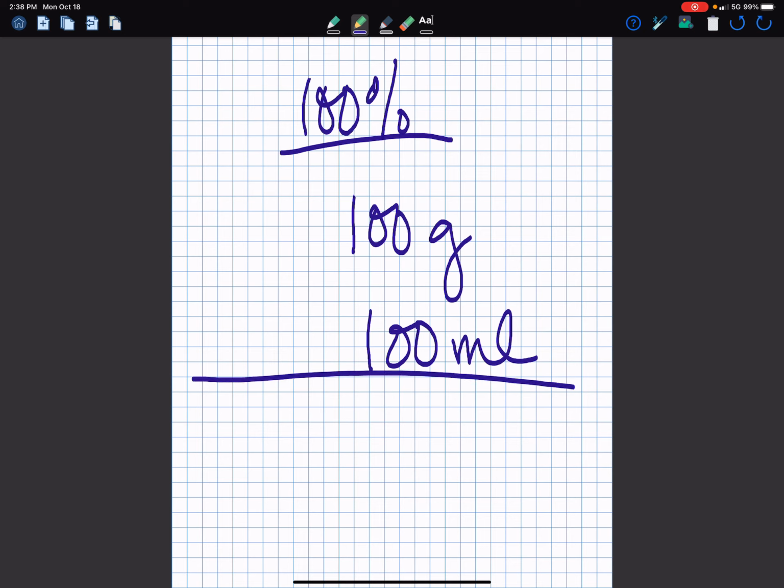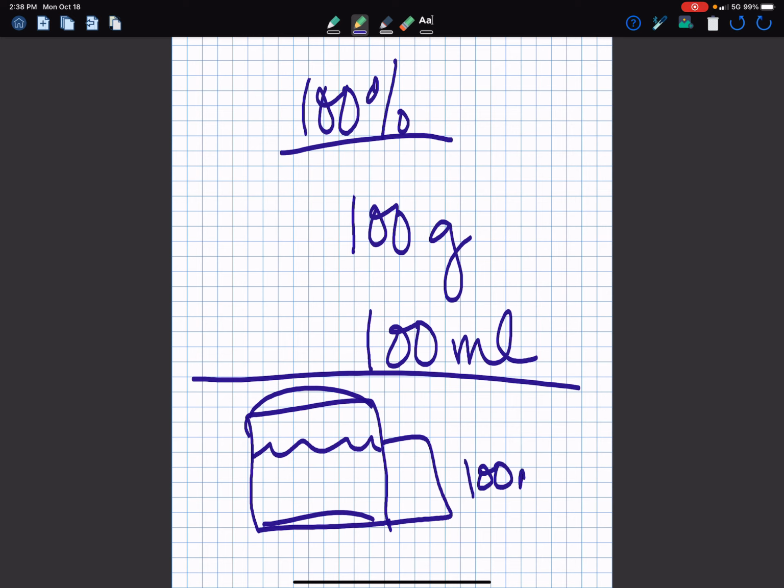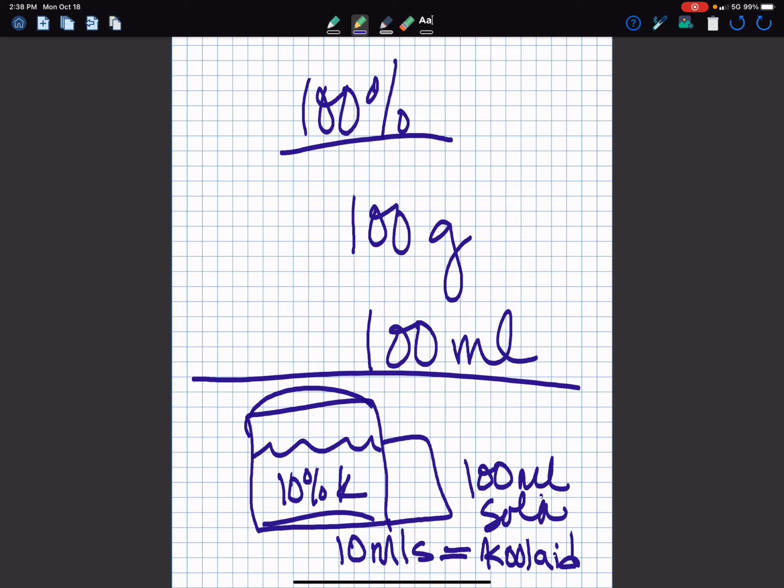So if I told you that I have this glass, and in that glass, that's 100 milliliters of the solution, and 10 mils of that solution is Kool-Aid. What percentage of the solution is Kool-Aid? 10%, right? 10% Kool-Aid. So we're going to go over this again. This would be written the same as 10 mils per 100 mils.